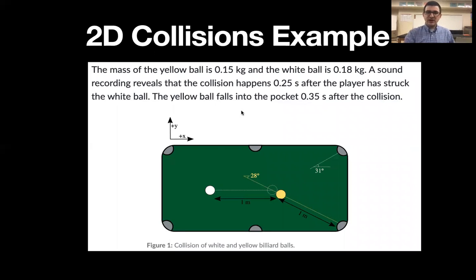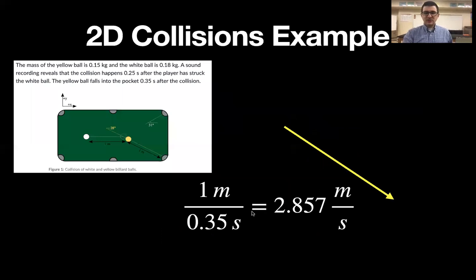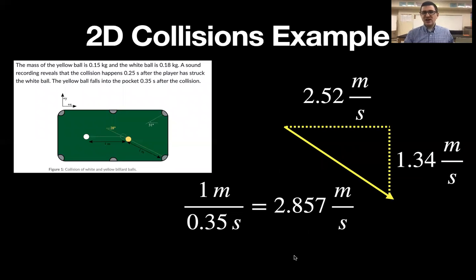Well, the only thing that we know is the yellow ball goes down and to the right at an angle of 28 degrees, and it takes 0.35 seconds to do that. So we incorporate the 1 meter in 0.35 seconds. We can find the speed of the ball, but we want the x and y components of that speed. So then we're just going to do some sine and cosine with our 28 degrees. We're going to get the x and y components of the speed.